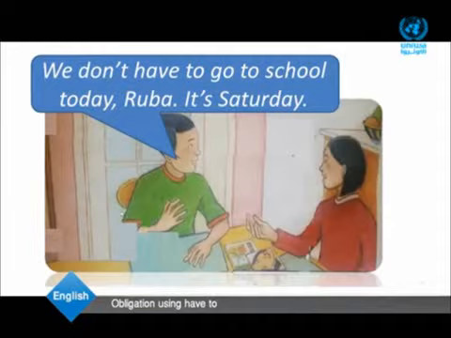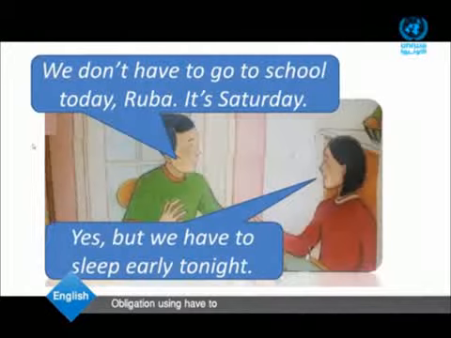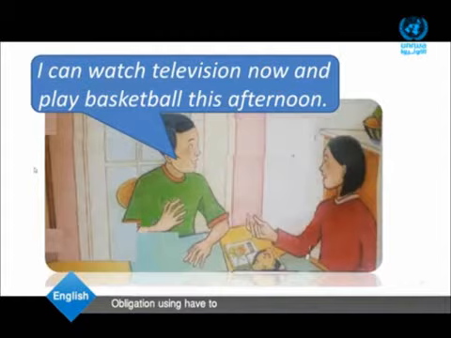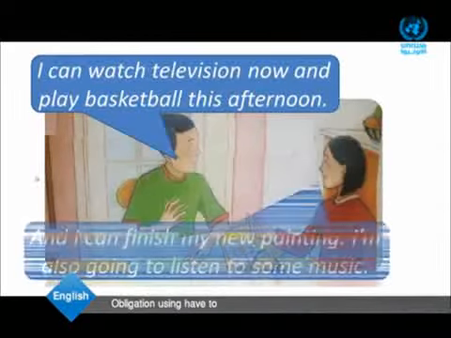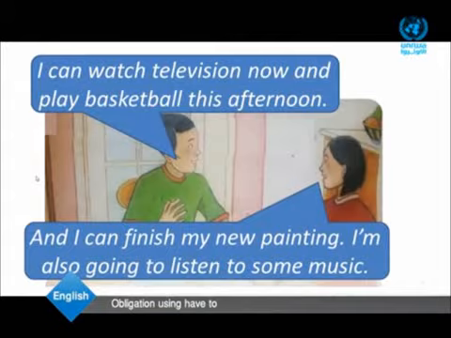We don't have to go to school today, Ruba. It's Saturday. Yes, but we have to sleep early tonight. I can watch television now and play basketball this afternoon. And I can finish my new painting. I'm also going to listen to some music.